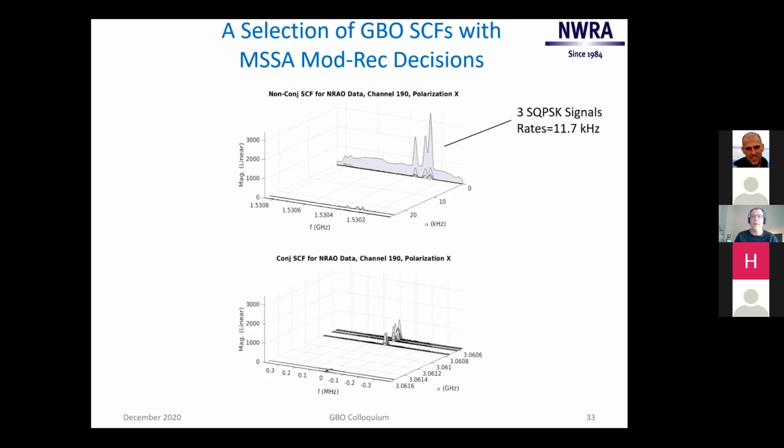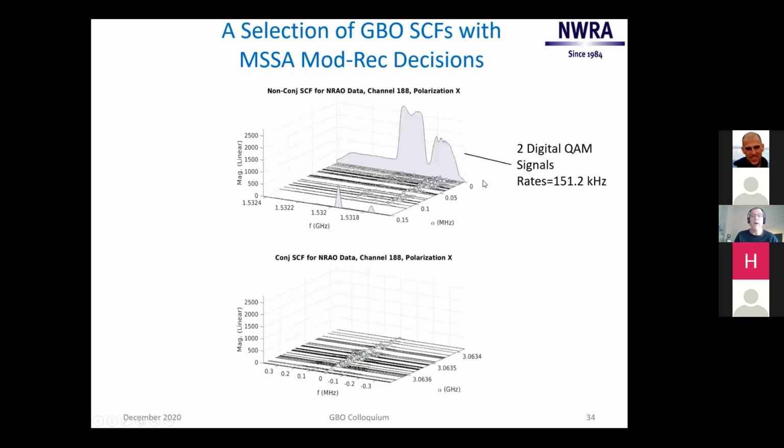So here we have 3 SQPSK signals, 1, 2, 3. Their rates are 11.7 kilohertz, and it also tells me the carrier frequencies, which are obtained from the conjugate parts of the spectral correlation function here. So we didn't know anything about this particular data set, but we can immediately say, okay, we have 3 SQPSK signals. We can go ask somebody, hey, what system makes SQPSK signals with 11.7 kilohertz? And that'll help us understand where this signal is coming from.